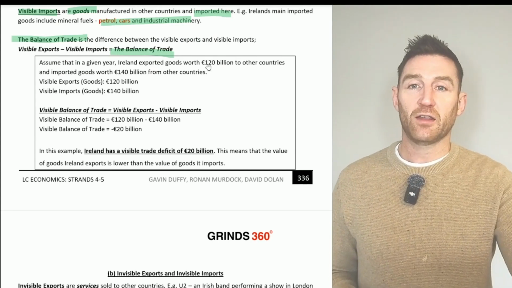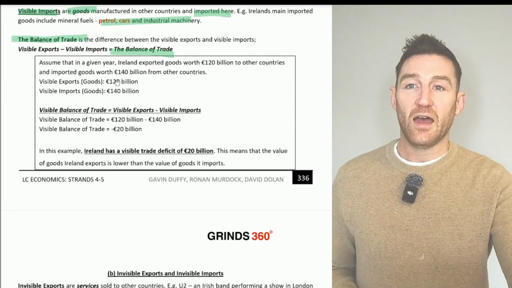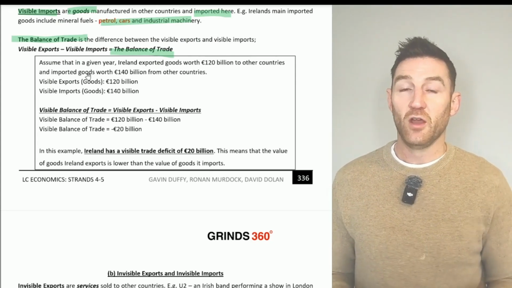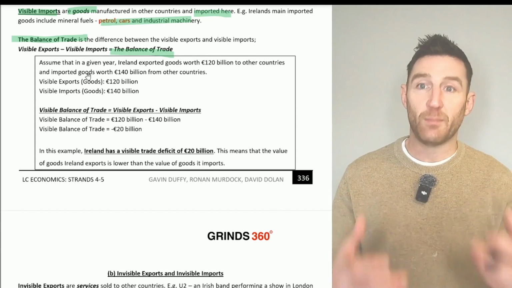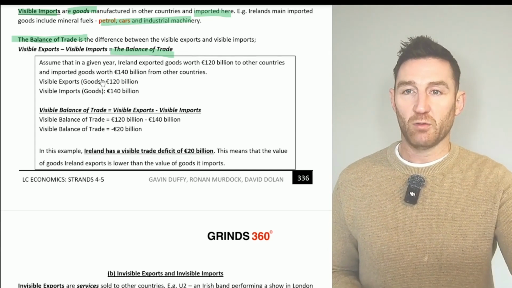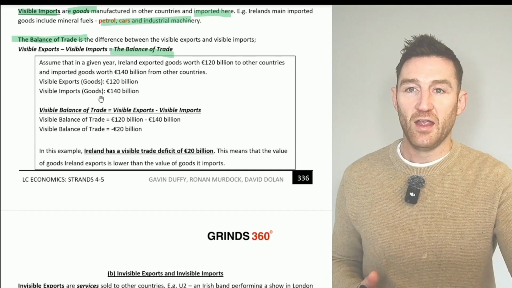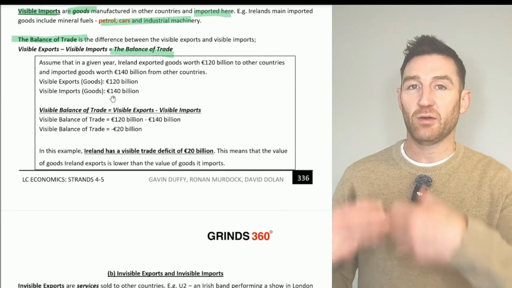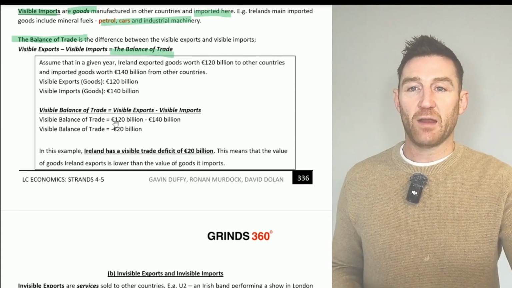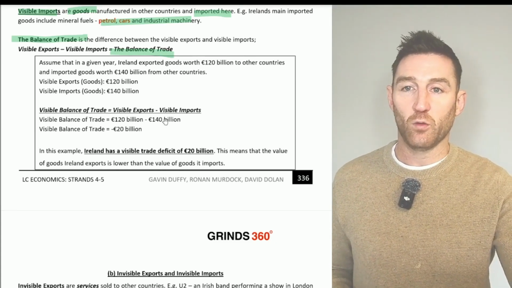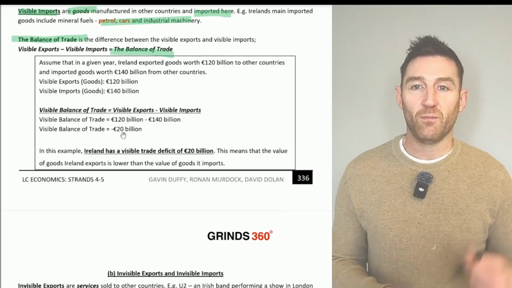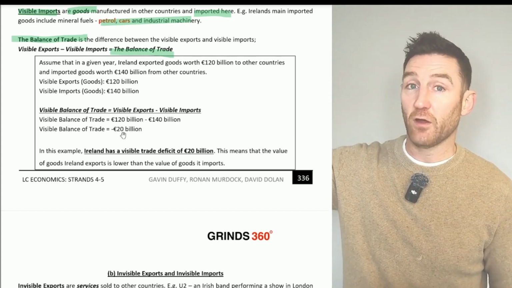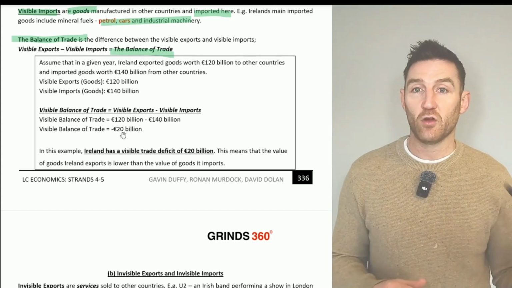Assume that in a given year, Ireland exported goods worth 120 billion to other countries and imported goods worth 140 billion. See the way we're only dealing with goods there, so we're only dealing with visible trade, the balance of trade. We received 120 billion from exporting abroad and we spent 140 billion on other countries' goods. So our balance of trade, the difference between our visible exports and visible imports, is visible exports of 120 minus visible imports of 140, which leads to a balance of trade of minus 20 billion. We have a deficit there. It means that the money outflows, the money leaving Ireland, is greater than the money flowing into Ireland.